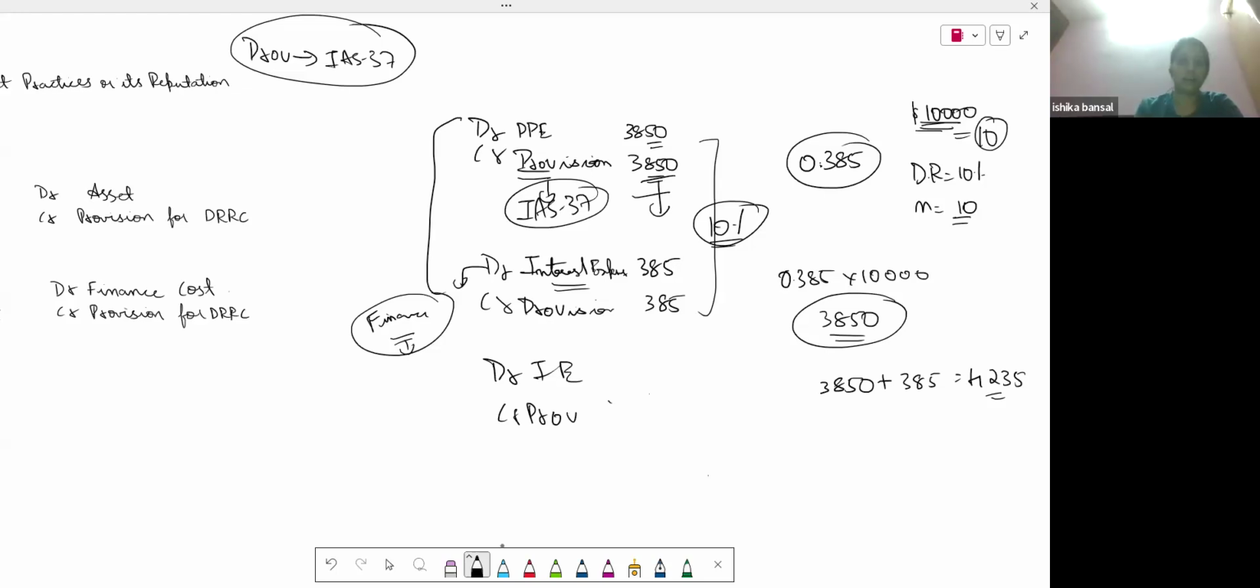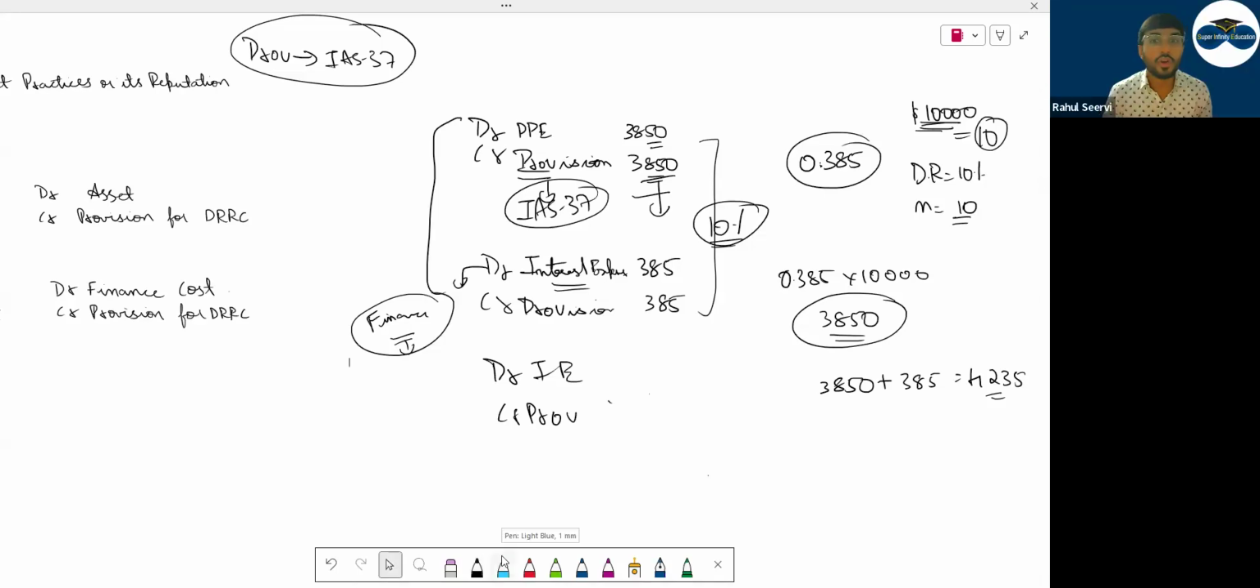Sir, so interest expense goes to operating activity. No, interest expense will go to financing. I am mentioning it. It will go to financing activity.